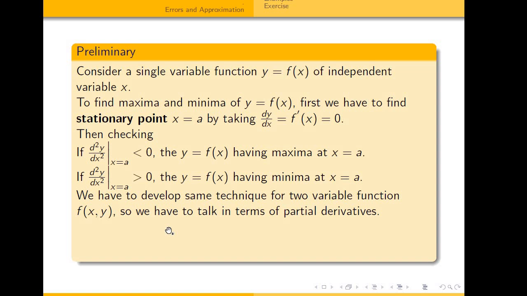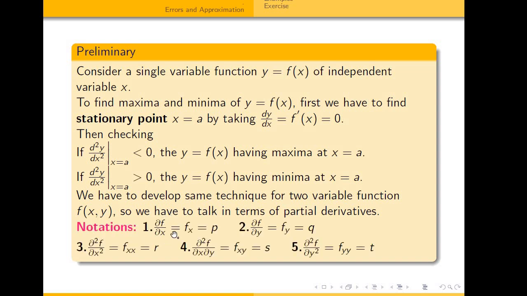Now for this, we will note some notations. The partial derivative of this function f with respect to x, we suppose is p. The partial derivative with respect to y, we suppose is q. The partial double derivative of f with respect to x, we suppose is r. The partial derivative of f with respect to x and y, or y and x, is equal to s. And the double derivative of f with respect to y is equal to t.